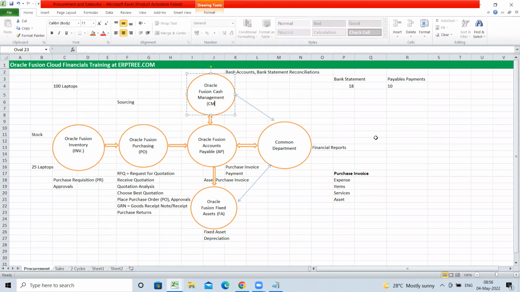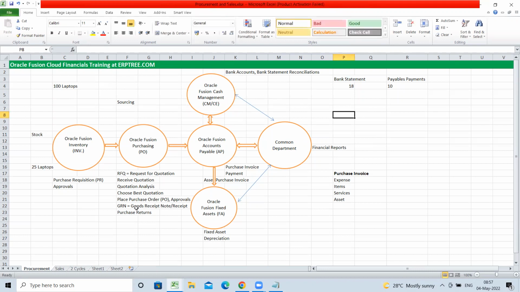Cash Management, CM, or you can say CE also, because we have another application called Cost Management. Cost Management, short name is CM only. So that is the reason the cash management application, we mostly refer to with the short term CE. CE means cash entry. Nothing wrong if you call it CM. CM means cash management, or you can call it CE also.